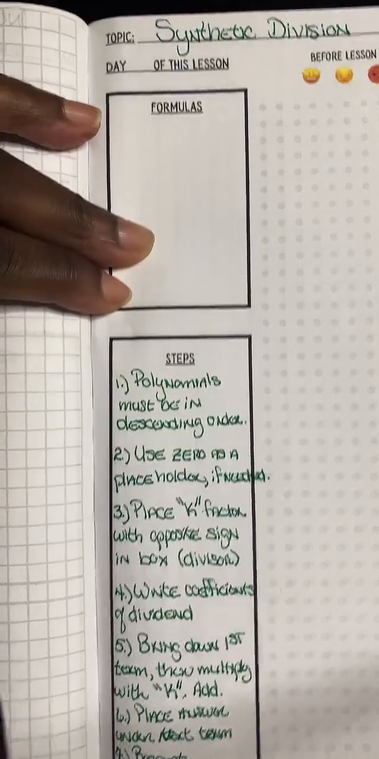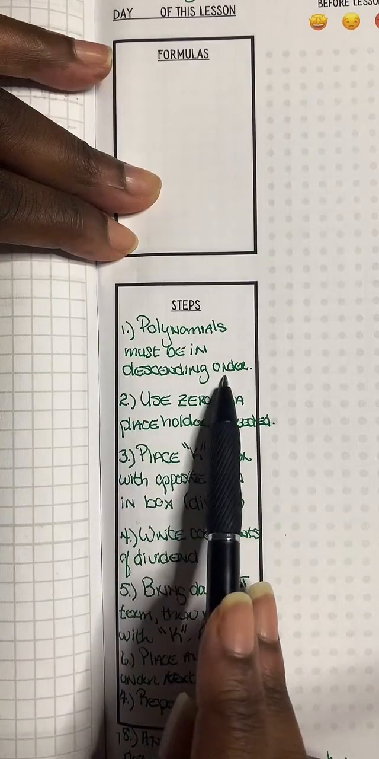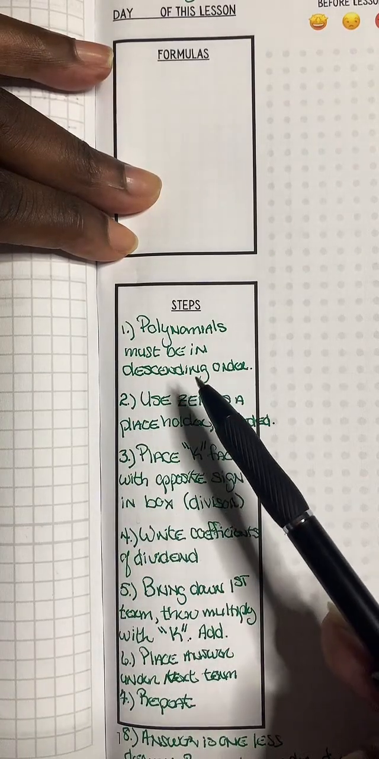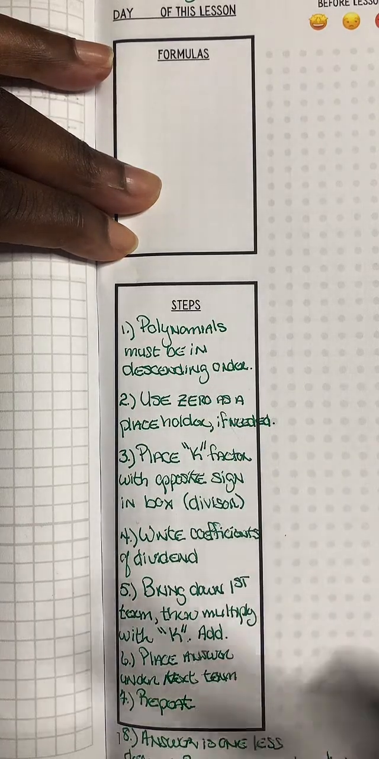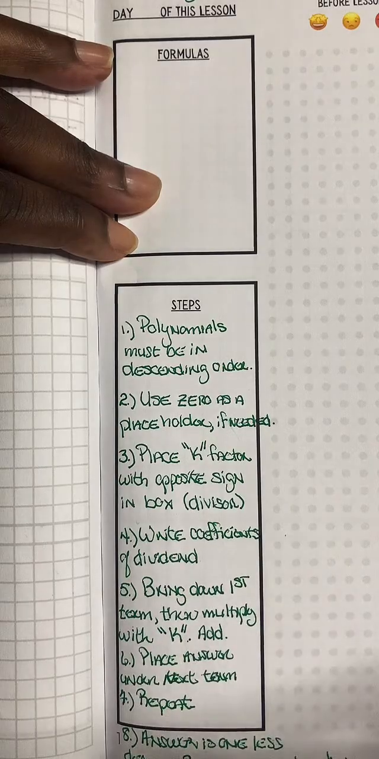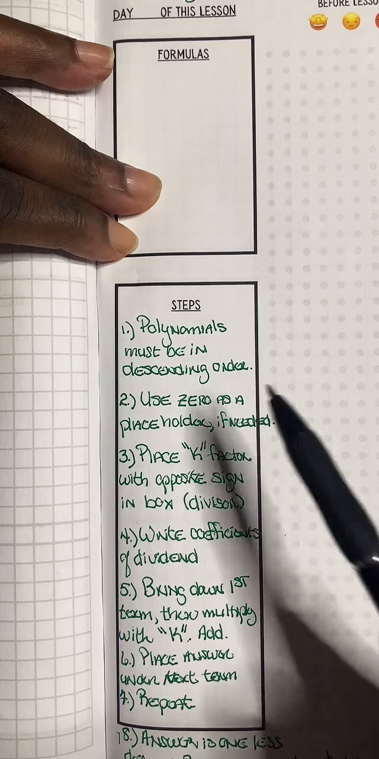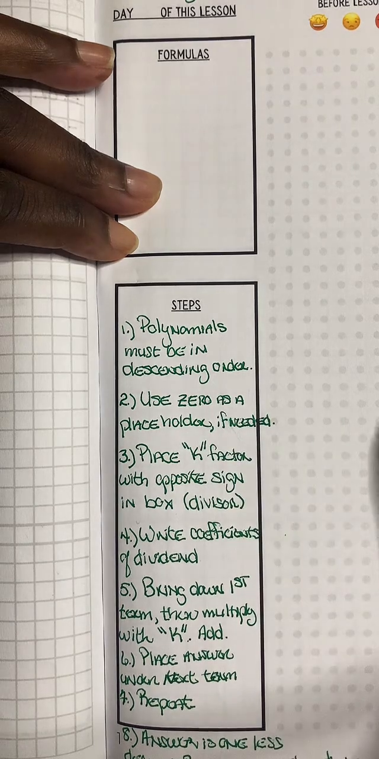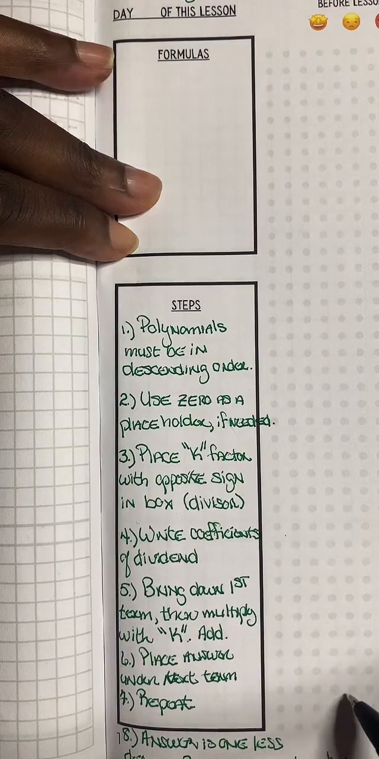So this is what you need to do. One, you need to make sure that your polynomial is in what's called descending order. So whatever your highest exponent is, you're going to count on the way down. So let's say your highest exponent is x to the 4th power. That means the next term should be x to the 3rd, the next term after that, x to the 2nd, the next term after that will be x, and the next term after that will be your constant, which does not have an x at all.